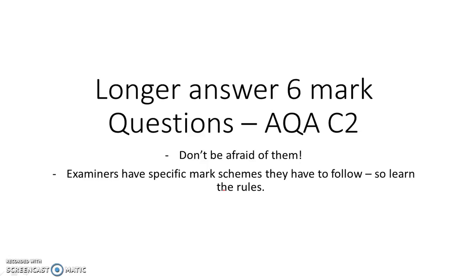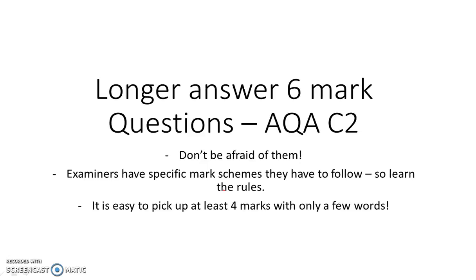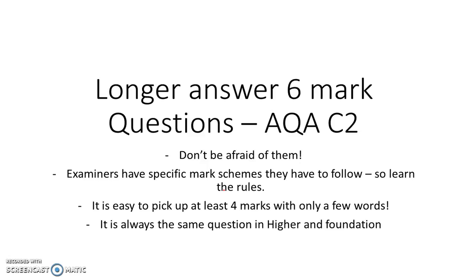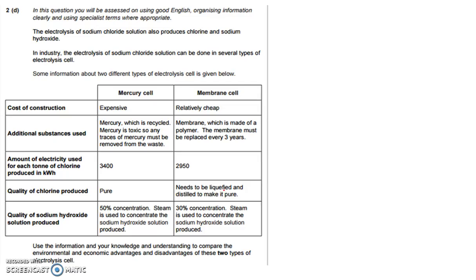And the reason they are is because examiners have to stick to specific mark schemes to work between different levels, different mark bands, 1 to 2, 3 to 4, 5 to 6. And actually, they're not that difficult. Also as well, it's really easy to pick up 4 marks with very few words because you get the same question in higher and foundation. So actually these 6-mark questions are really sort of a C plus B minus kind of standard. So let's have a look at another one of these questions.